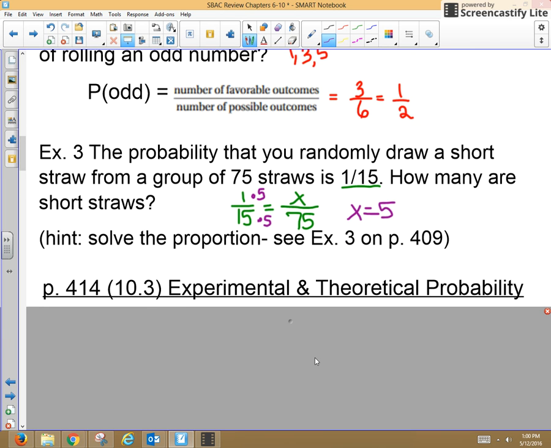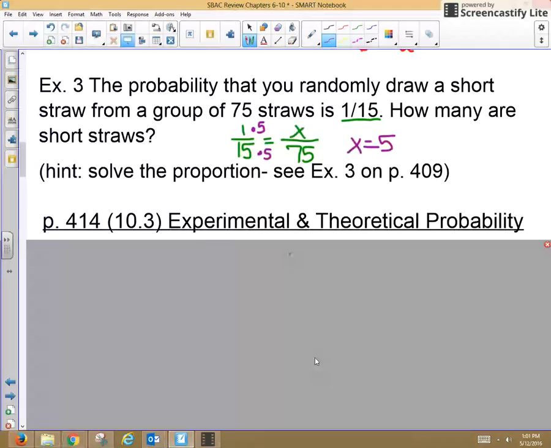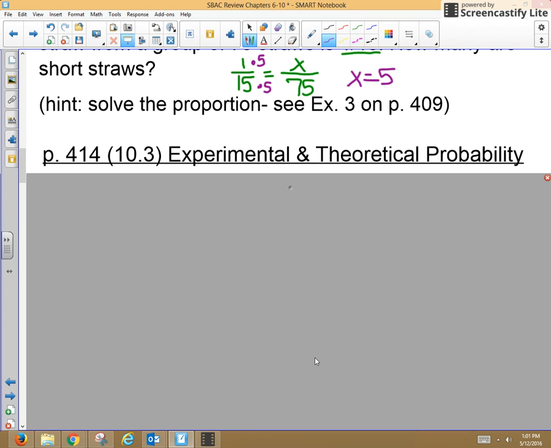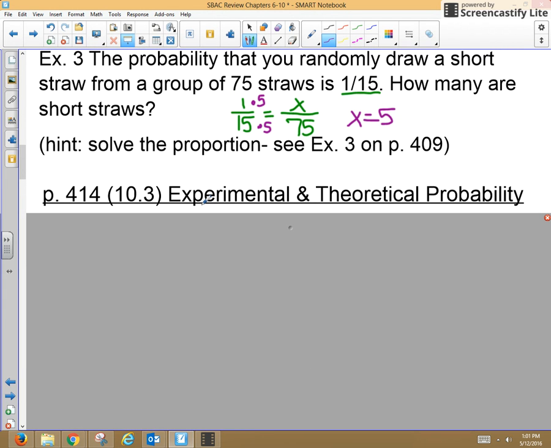Now moving on to lesson 10.3. Go ahead and pause the video to write down the title here: Experimental and Theoretical Probability. This begins on page 414.